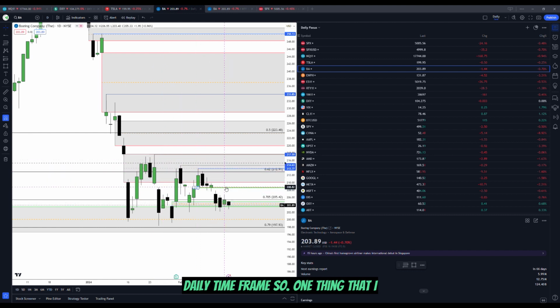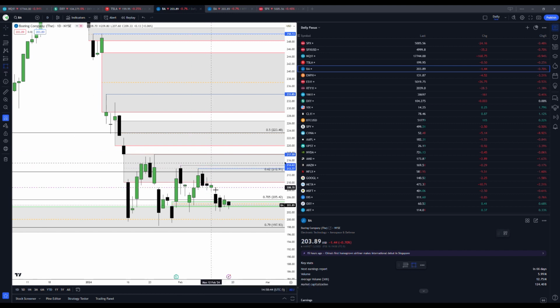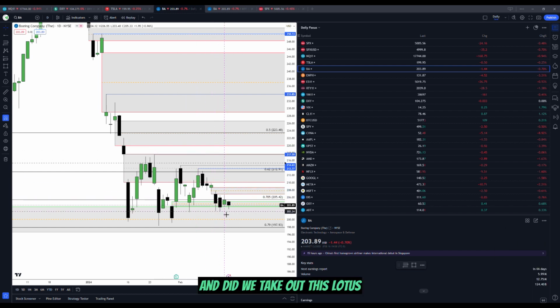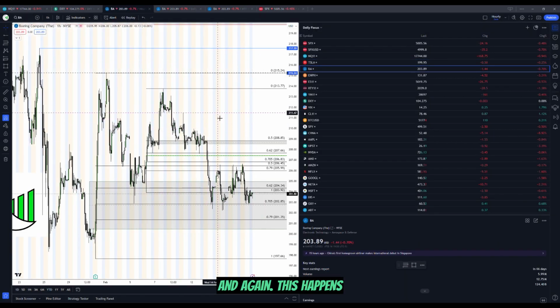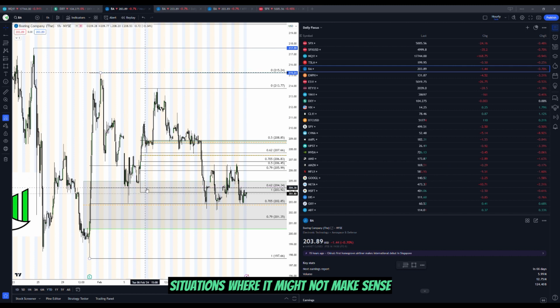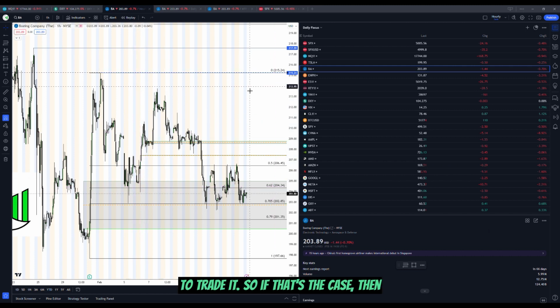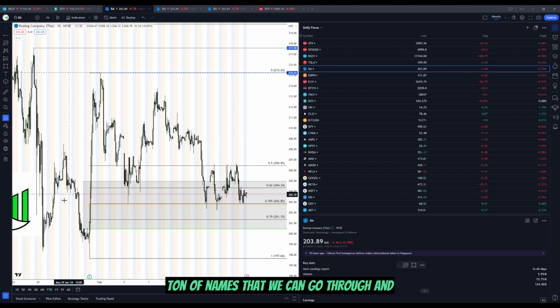So one thing that I would consider here is just knowing here's a bearish volume imbalance on the daily, and did we take out this low to turtle soup? No, so we're still holding up on that low. Let's check out the hourly and see if the hourly makes sense. And again, this happens quite often, and there are a lot of situations where it might not make sense to trade it. So if that's the case, then on to the next. We have a huge list of a ton of names that we can go through and continuously do our best to find the best setup here.